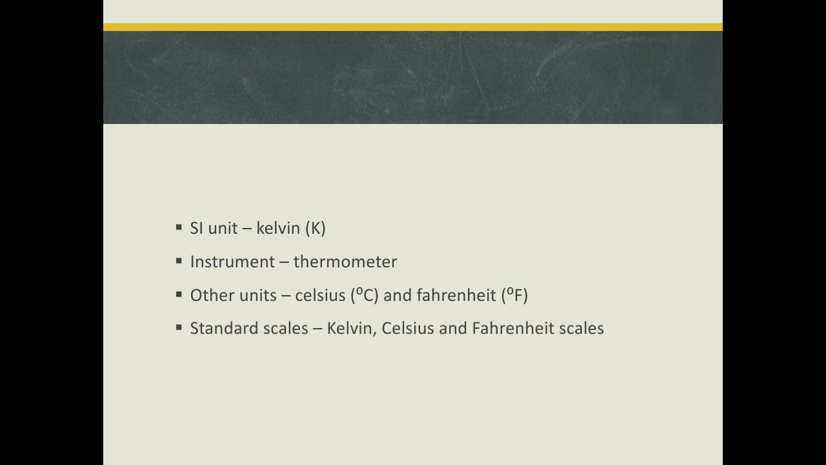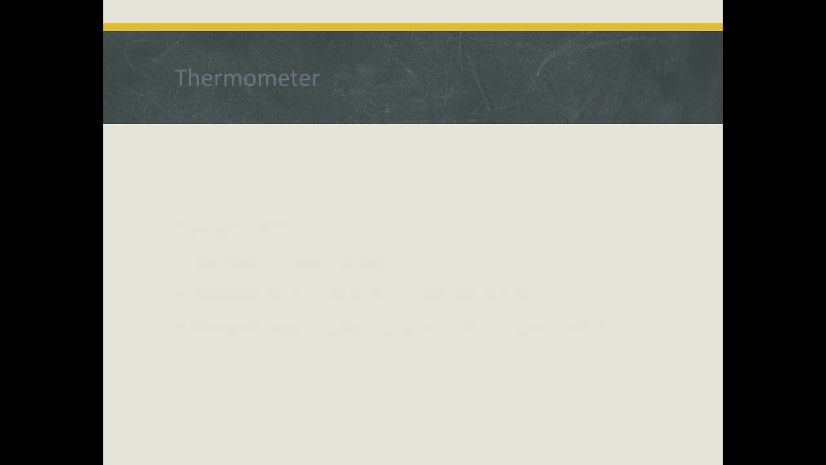Thermometers are calibrated in different scales. Some thermometers use Kelvin as their unit, some use Celsius, and some are in terms of Fahrenheit scales. There are three different scales available, that is Kelvin, Celsius, and Fahrenheit scales. More about this we'll learn now.